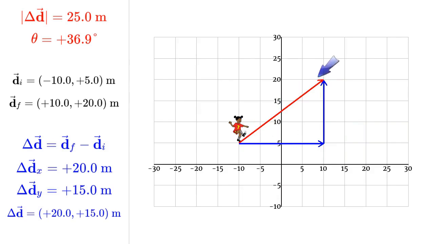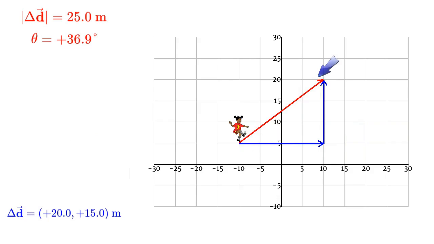Now we basically got two different ways of describing the vector here. The first way, we could say that it's got a magnitude of 25 meters, it's got a direction of positive 36.9 degrees. An alternate way of describing the vector is to say it's got an x component of positive 20 and a y component of positive 15.